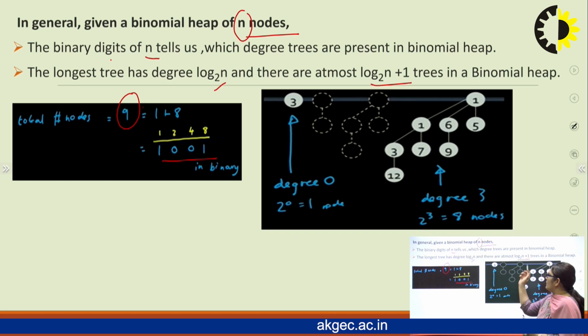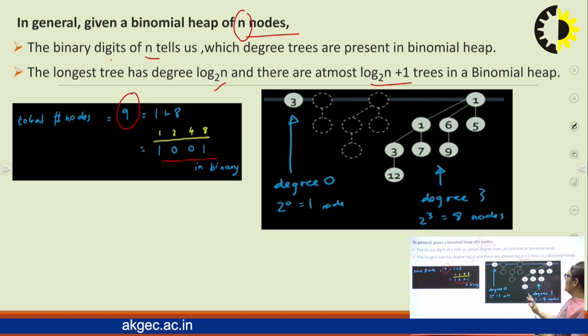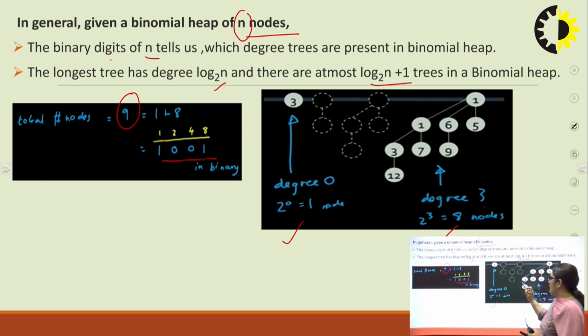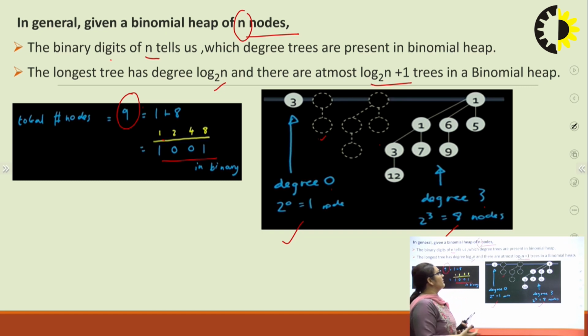So our binomial heap of 9 nodes will have 2 binomial trees, of degree 0 and degree 3. It will not contain binomial trees of order B1 and B2 because their binary digit value is 0. So this is the way through which we can find out which degree trees will be present in our binomial heap.